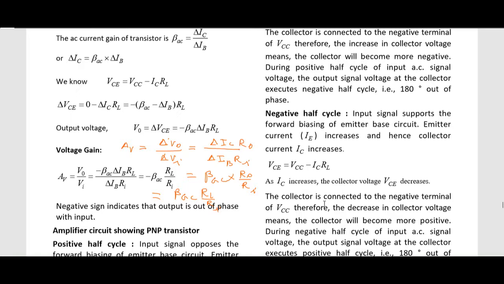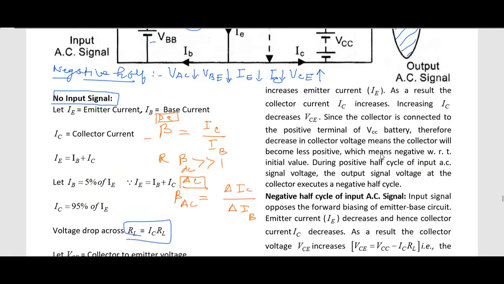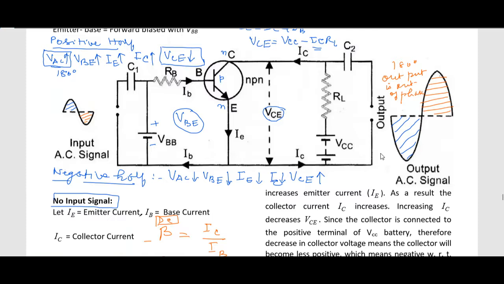Last time we have done voltage gain for common emitter amplifier, and we have done with the phase relationship. If the AC input signal is like this, positive half cycle first and then negative half cycle, then the output signal will be like this. Output signal is 180-degree out of phase with the input signal.